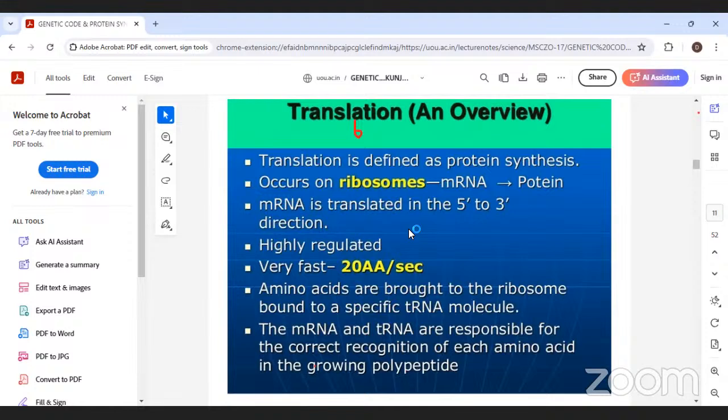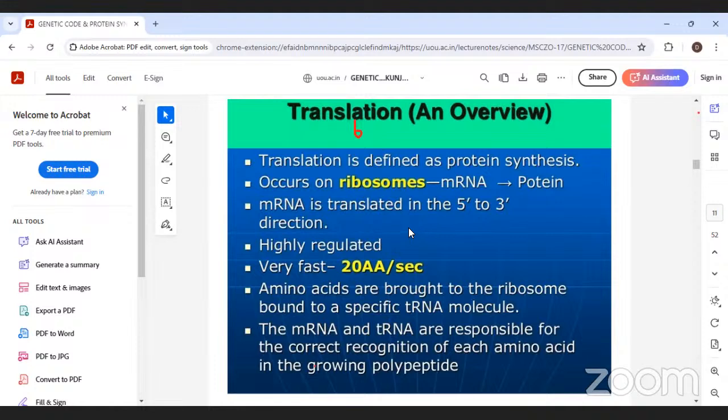Magnesium is also involved in the reaction. The adenylate is bound with the enzyme and remains so until it is transferred to the particular tRNAs. This is the importance of the amino activation of amino acid.